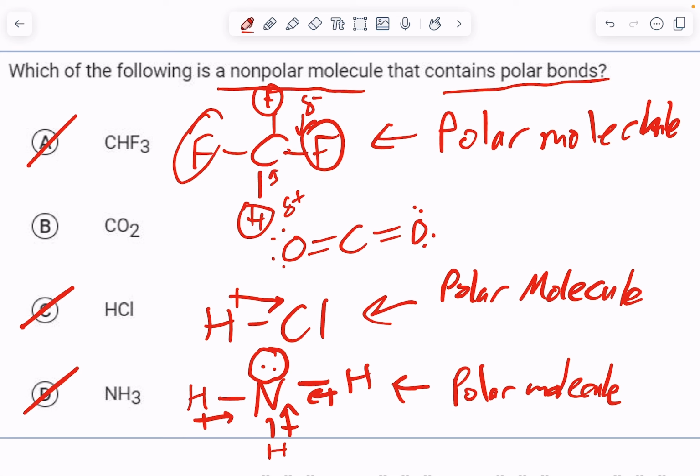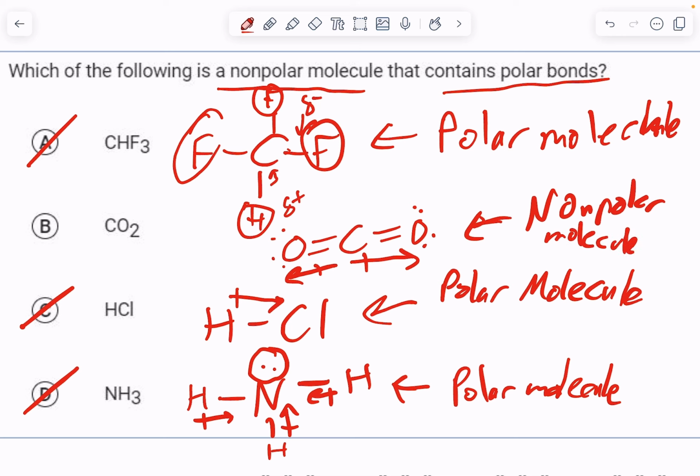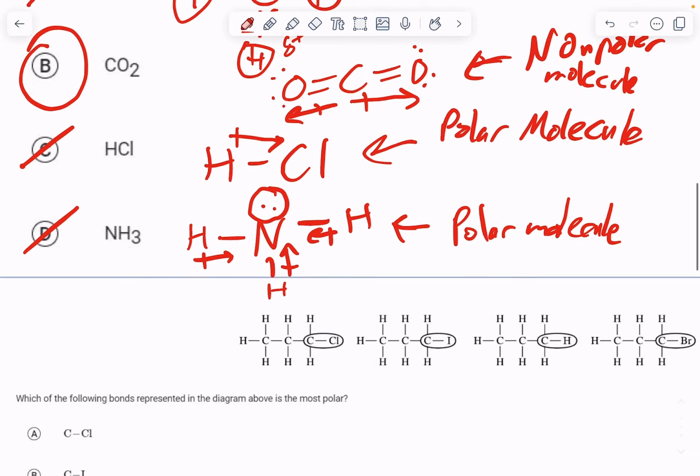Now CO2 does have polar bonds. The oxygen is pulling those electrons closer to it and away from the carbon, making it a polar bond. But it is an overall non-polar molecule. It's symmetrical, and it's getting pulled in opposite directions equally. So B definitely is the right answer there.